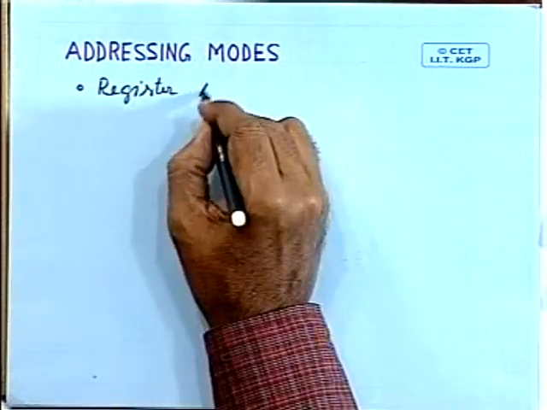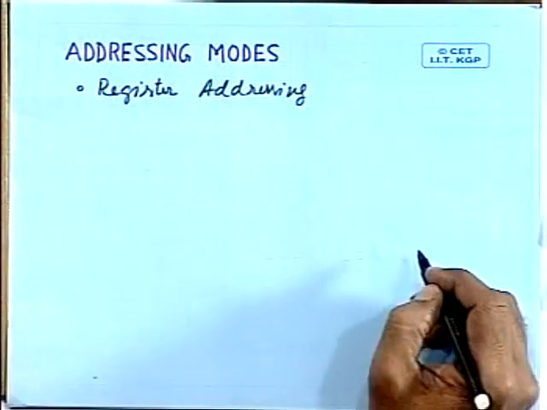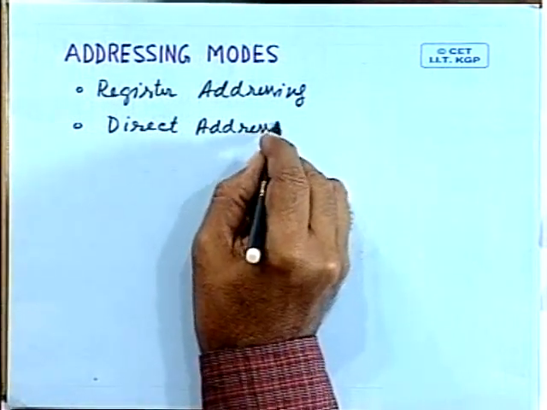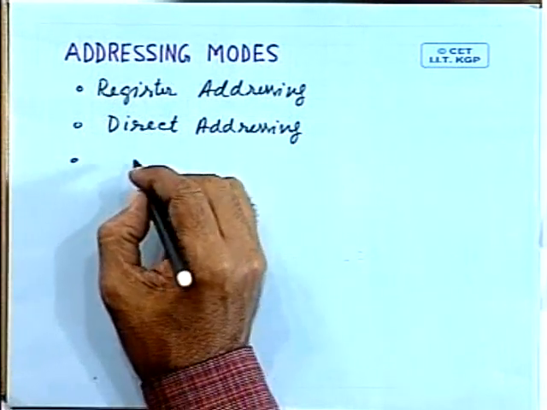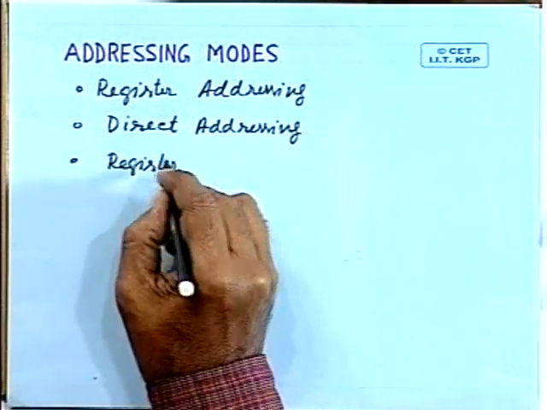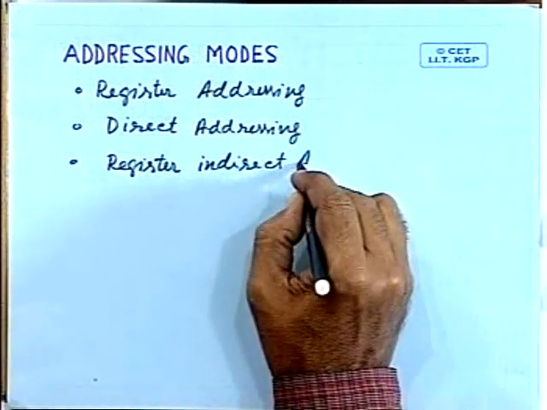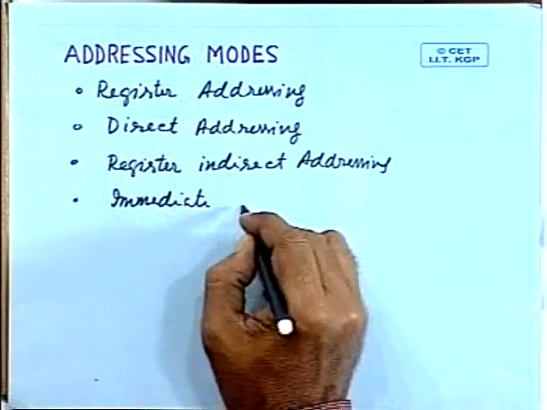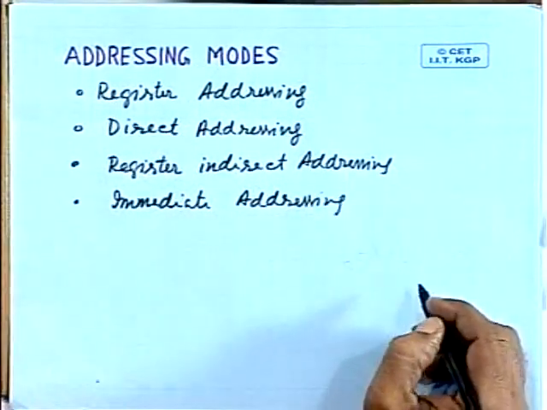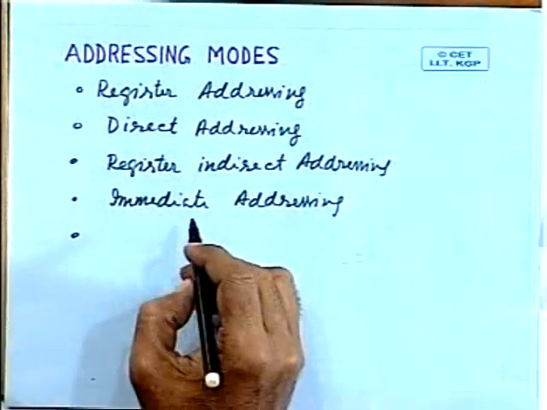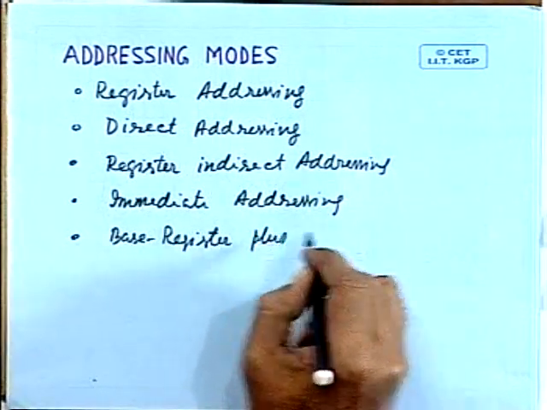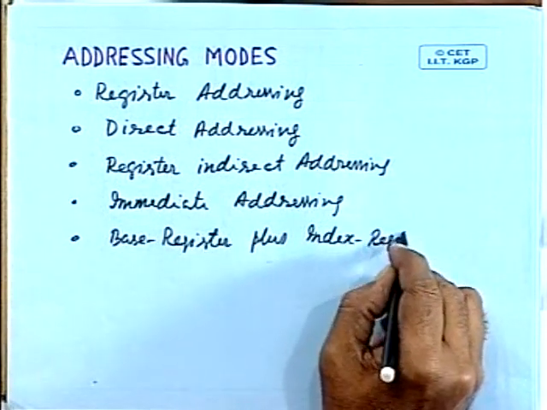These addressing modes are register addressing, the second one is direct addressing, then you have register indirect addressing, then it supports immediate addressing, and finally there is another very interesting addressing mode, that is a combination of base register plus index register indirect addressing.